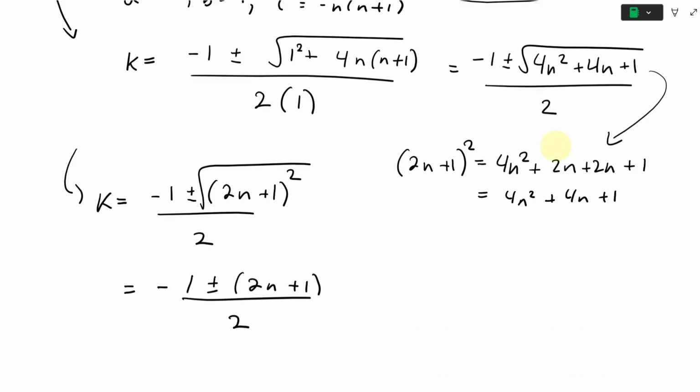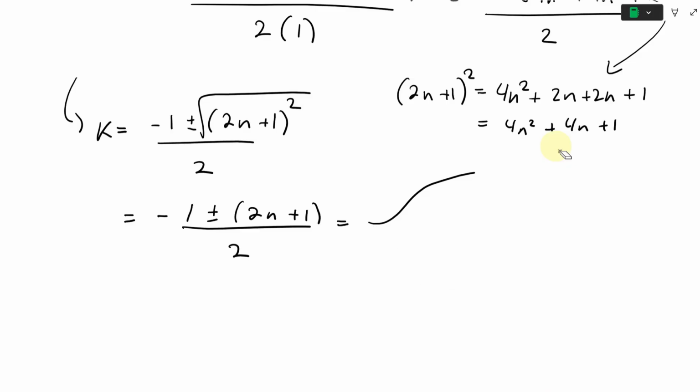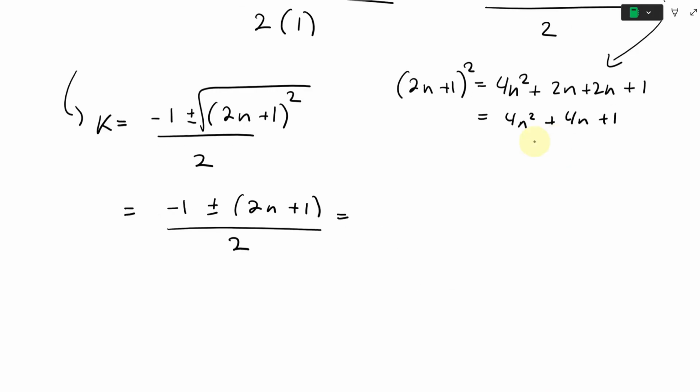So in other words, what we end up having is two sets of solutions. If it's plus, it can be negative 1 plus 2n plus 1, divided by 2. These ones cancel, and we get 2n over 2, which equals n. So we get this one.